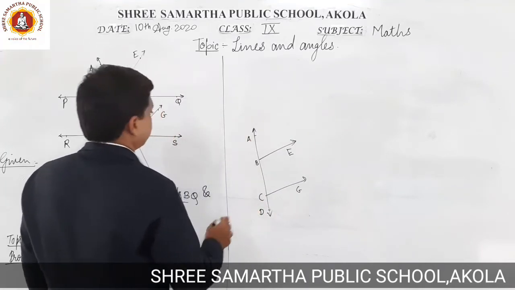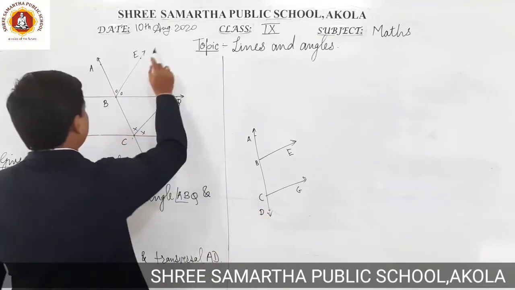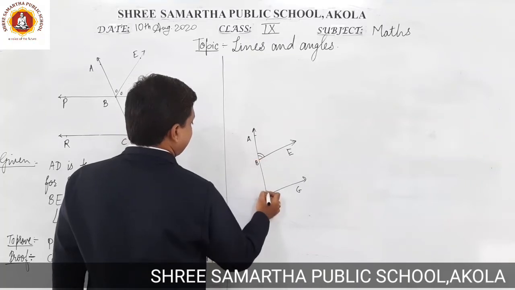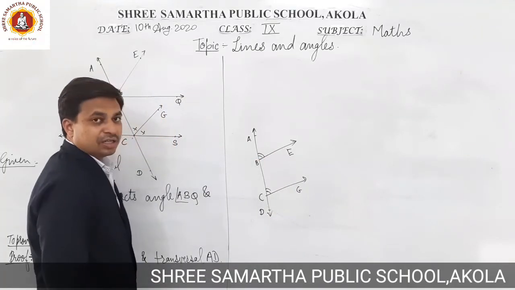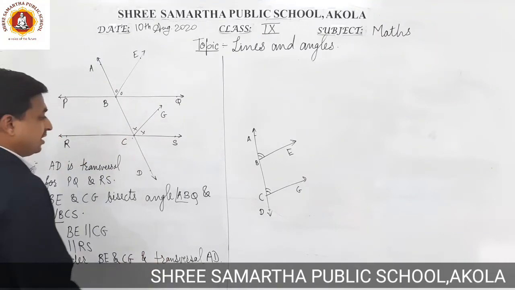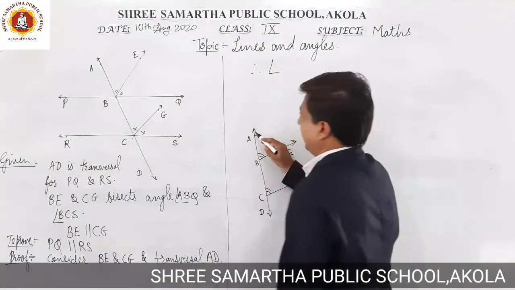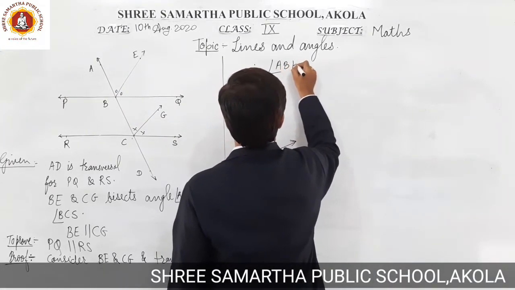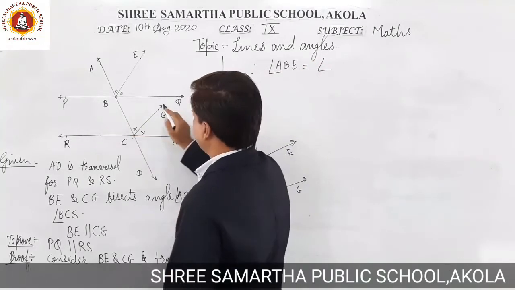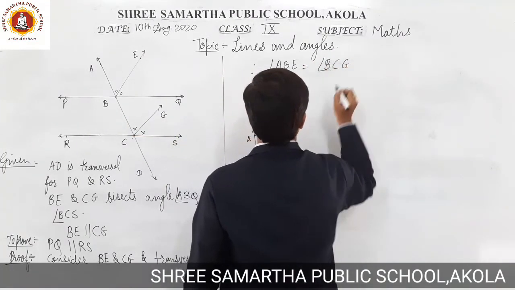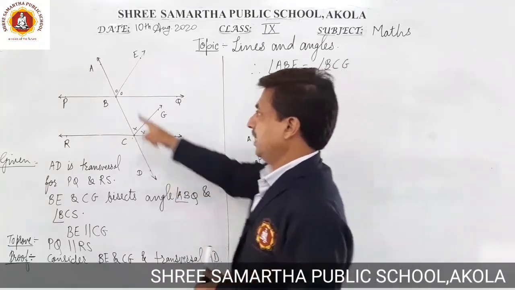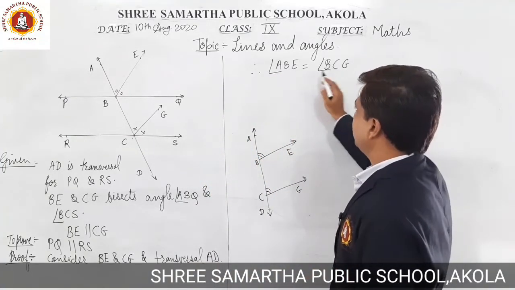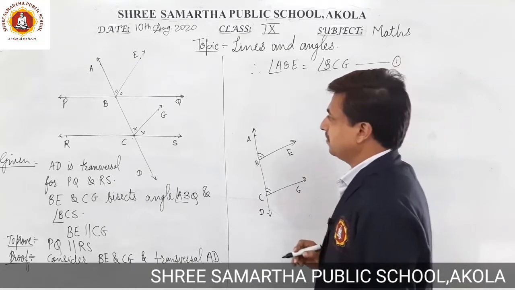Now as you know, ABCD and these two rays are parallel. So if these two rays are parallel, then this angle and this angle are equal, as they are corresponding angles. Therefore we will get angle ABE is equal to angle BCG. Okay, ABE is equal to BCG. Give this as equation number 1.